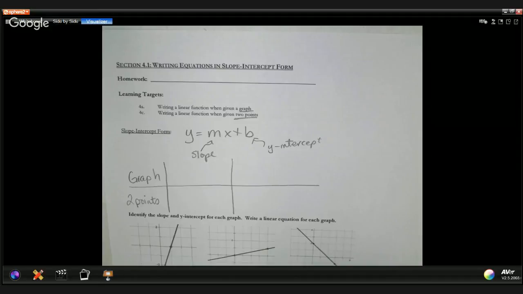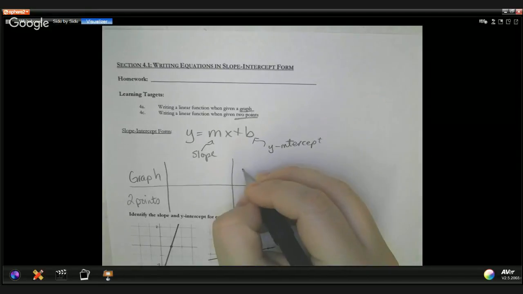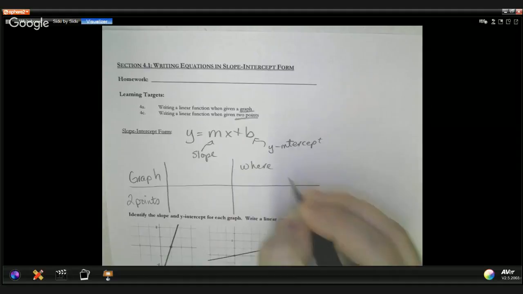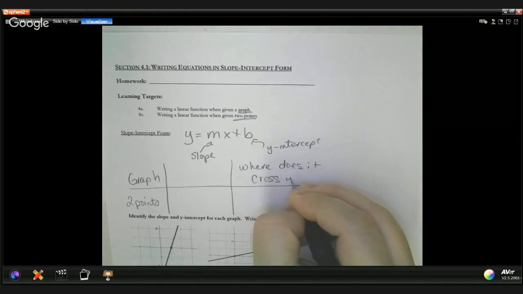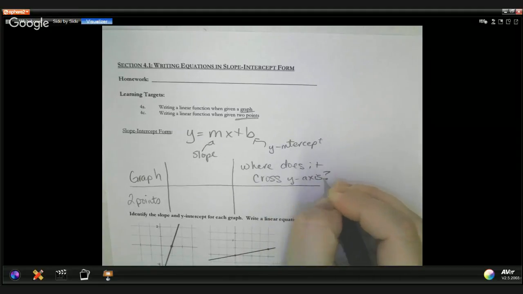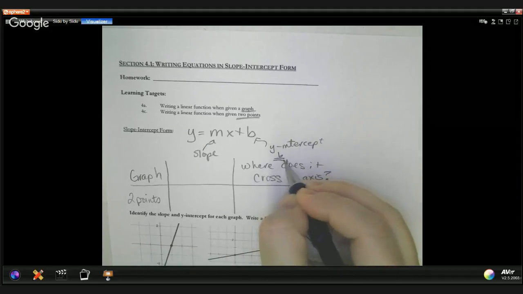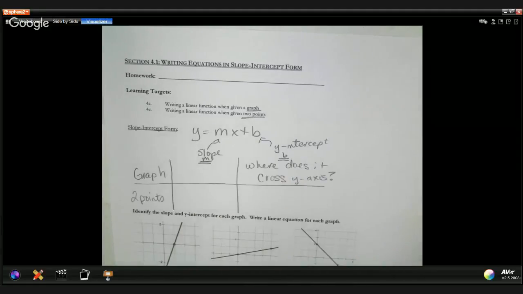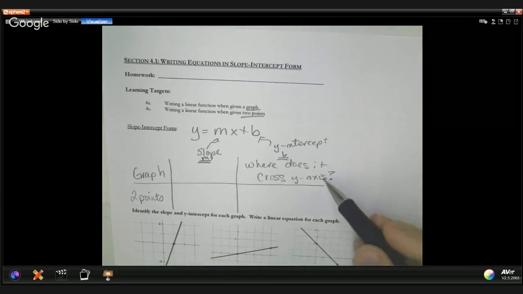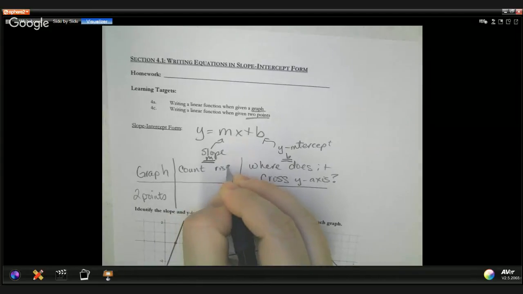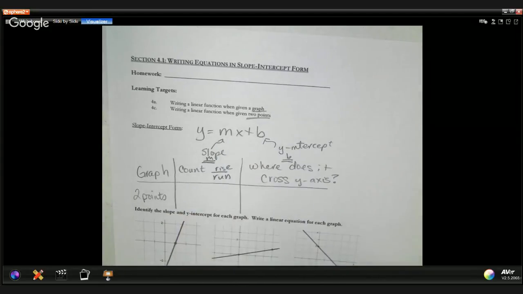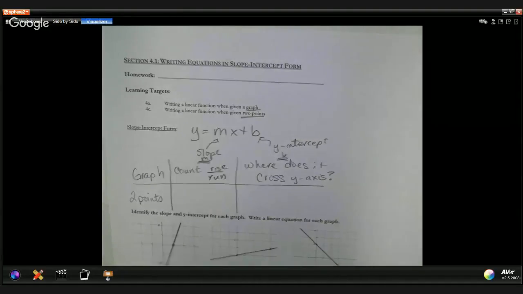When you have a graph, the first thing you do is find where it crosses the y-axis. If you find that, that is your b value. So this is our b's and this is our m's. On a graph, once you find your y-intercept, then you count your slope. So you count rise over run. And then once you know what your m and your b are, you just plug them into the equation, y equals mx plus b.